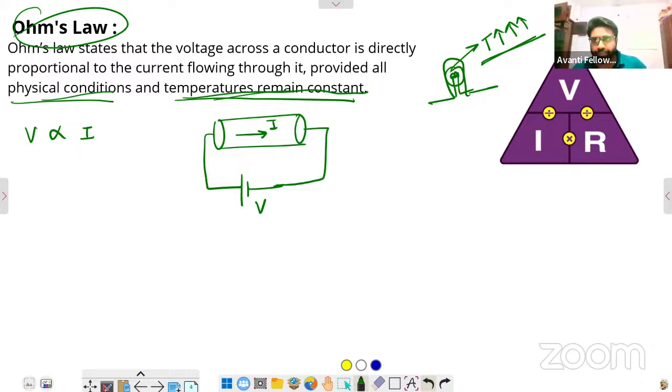So this can be a question of assertion-reason type. Okay. So try to be aware of these kinds of situations. Okay. So you can extract more and more.